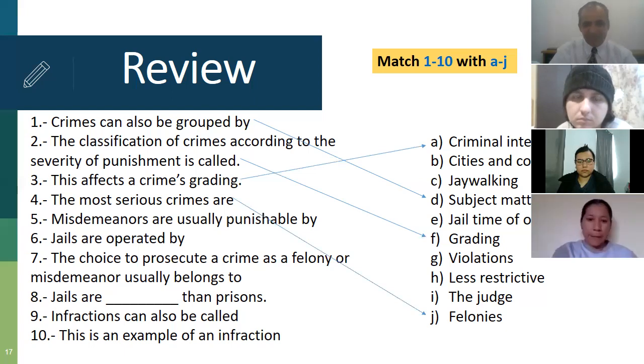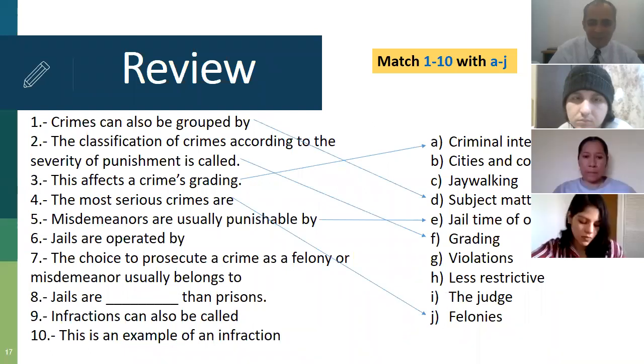Tete, can you read number 5 and give us the answer? Yes. Misdemeanors are usually punishable by jail time of 1 year or less. Letter E. Yeah, exactly. Wendy, you had the answer for 6? Yes, the answer is letter D. Jails are operated by cities and counties. Letter D. Exactly. Cities and counties.